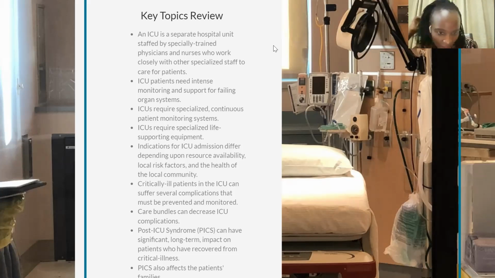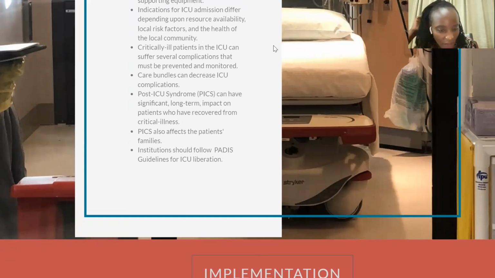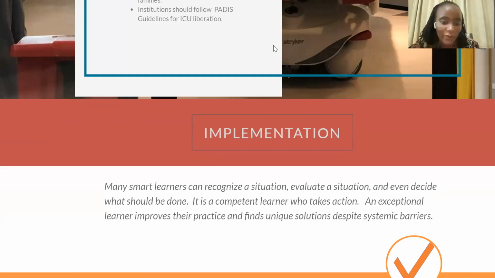So care bundles are important and can reduce ICU complications. There's something that we call post-ICU syndrome, which can be significant and has long-term effects and impacts on how the patient will recover from their critical illness. So institutions should follow the guidelines for ICU liberation, and every institution should have these guidelines and try and follow them. So we've come to the end of the session.